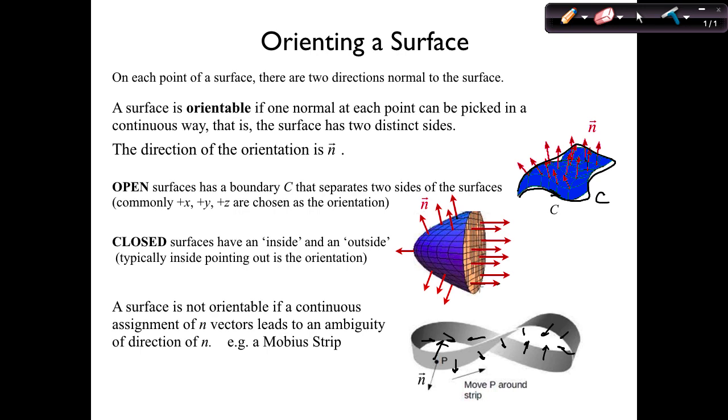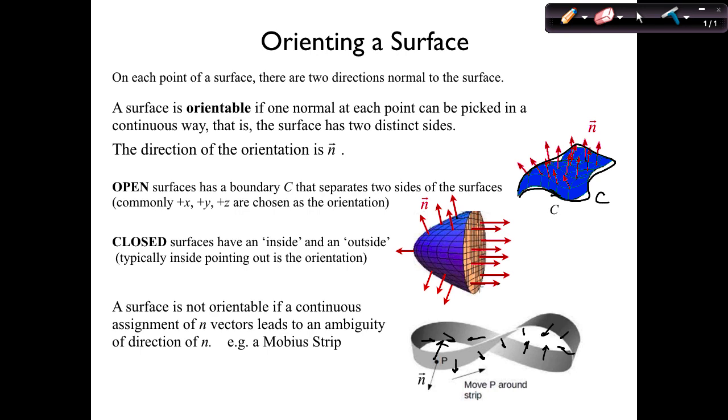So a Mobius strip doesn't really have two sides, it just has one side. Because of that, you can't pick an orientation that works. I picked n to be this way, and then I worked my way around, and I'm still on the same side, but now it's the opposite way of n. See that? That's the example of a surface that is not orientable, and it's the last one we'll see this semester. You only have to worry about open and closed surfaces, which are orientable.